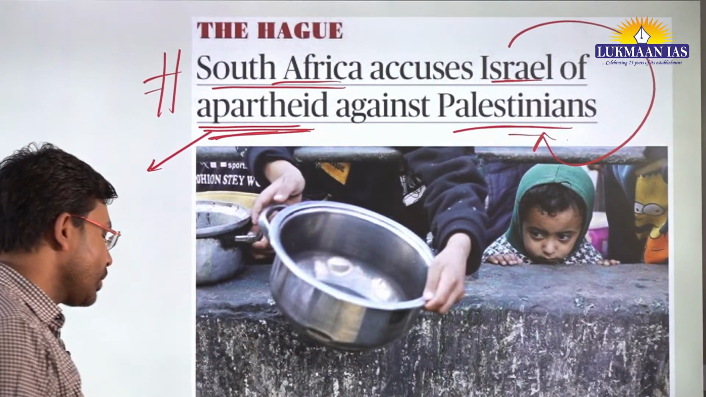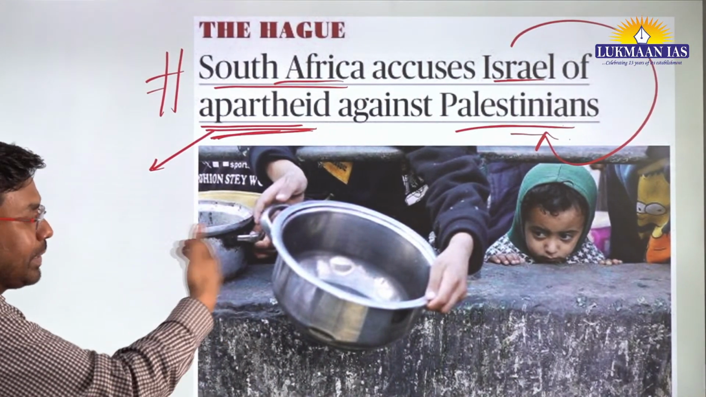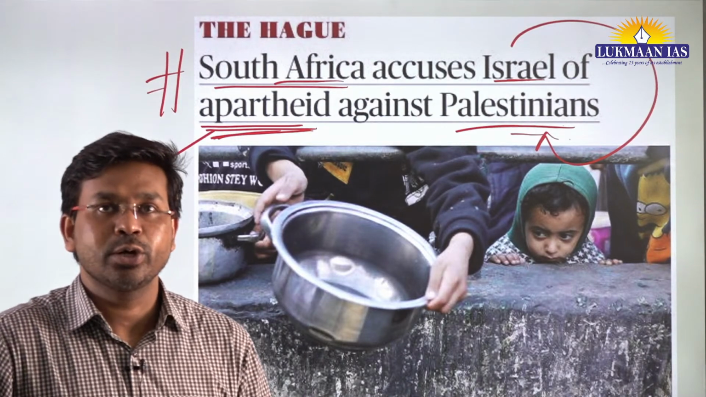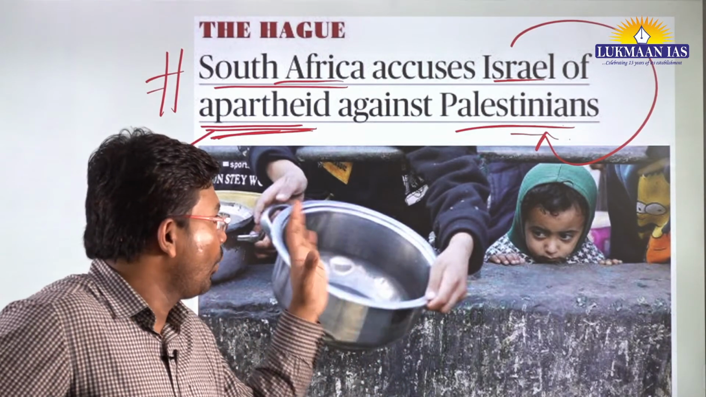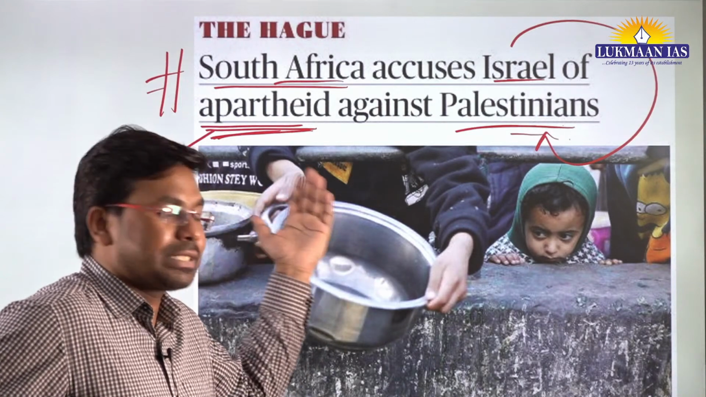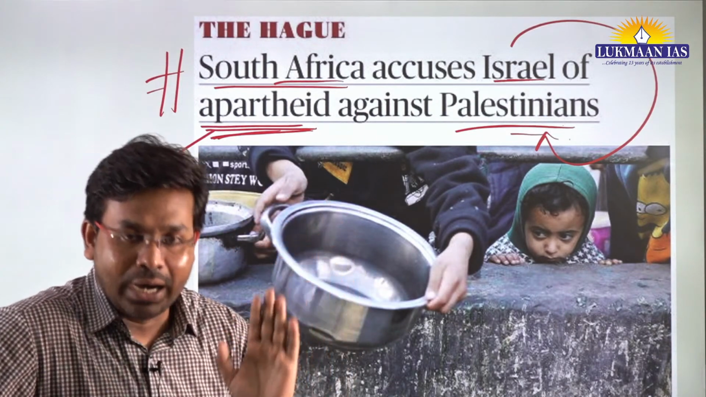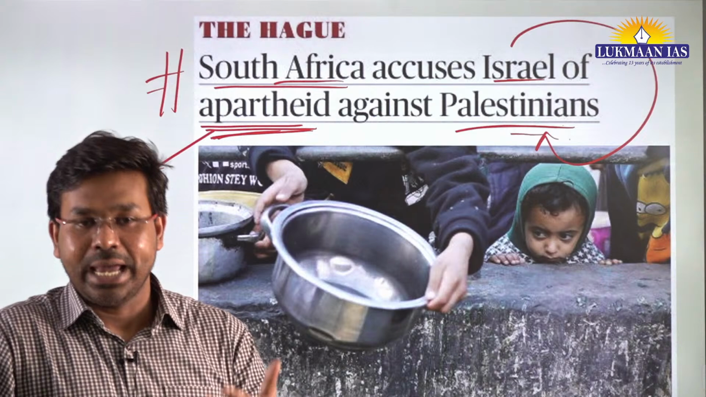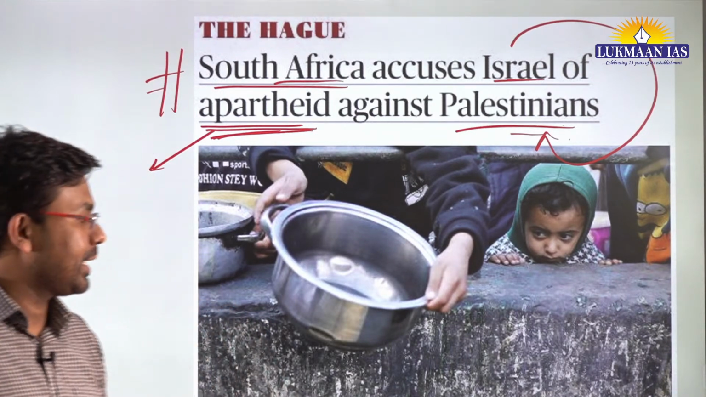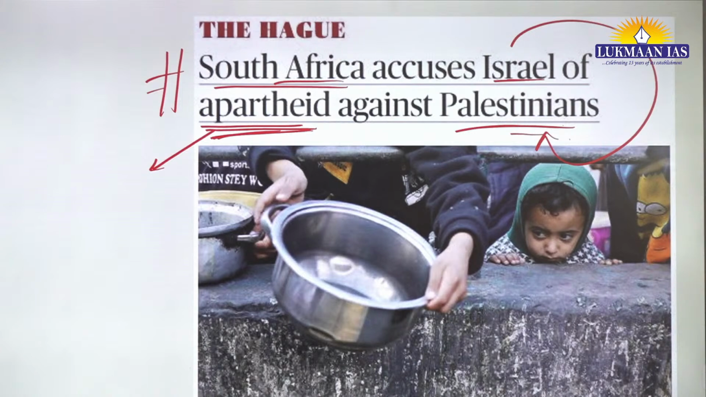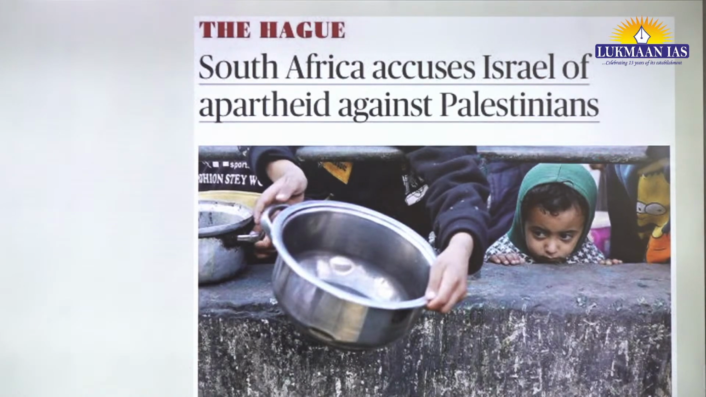Okay, so South Africa has previously moved to the International Court of Justice with a similar accusation against Israel. And the International Court of Justice has given interim orders also in that regard. Okay, so this is the thing. So we know that a conflict is happening between Israel and Palestine in the Gaza Strip.